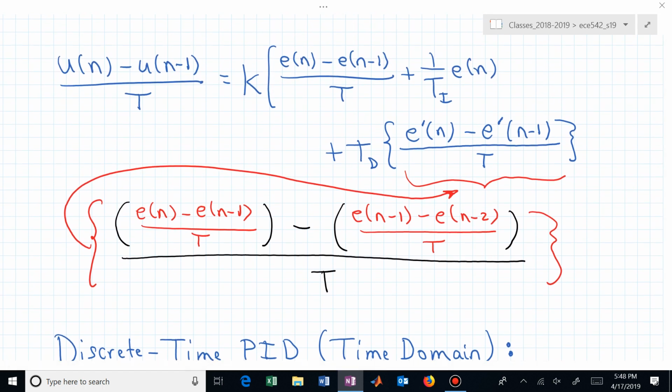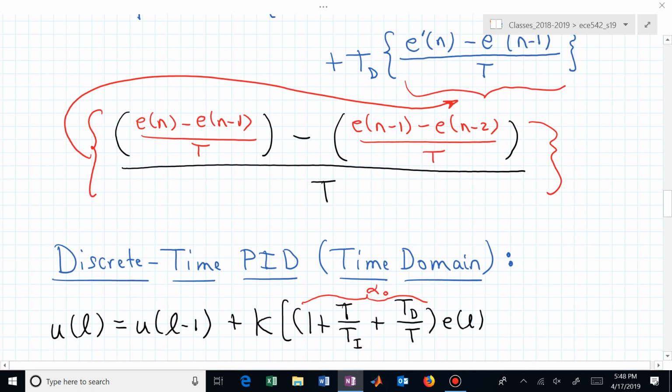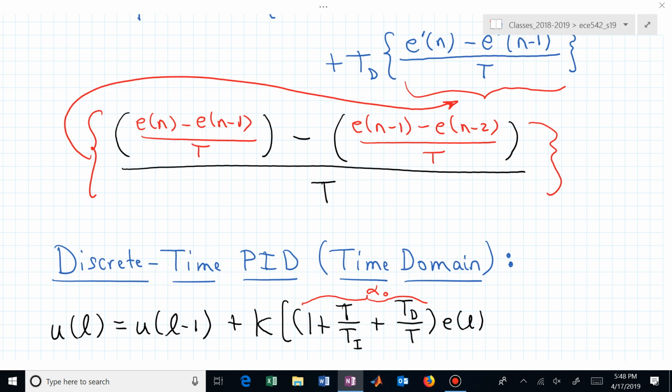But do you see how the left-hand side now, we've multiplied everything by T, and we're adding u of n minus 1 to both sides, and on the left we have the input at the present time. And don't ask me why I've switched from n to L, the argument of the discrete time index.